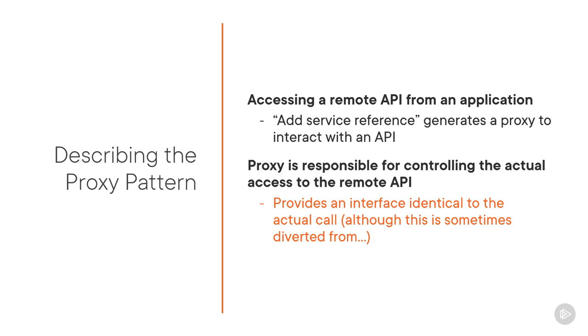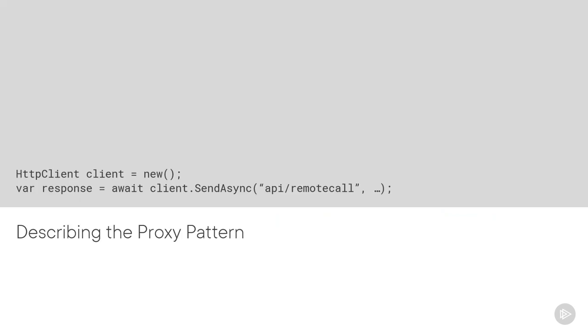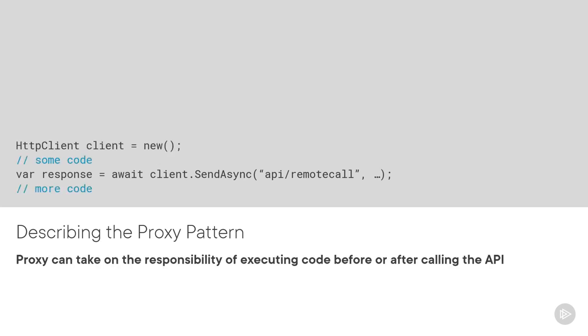Anyway, the question remains, why would we want to do that? Why not directly call the API with an HTTP client instance? You can see an example of that on screen. Well, imagine that you need to execute something right before or after calling the API with HTTP client, which isn't uncommon. When you have a proxy in between, the proxy can take on that responsibility.